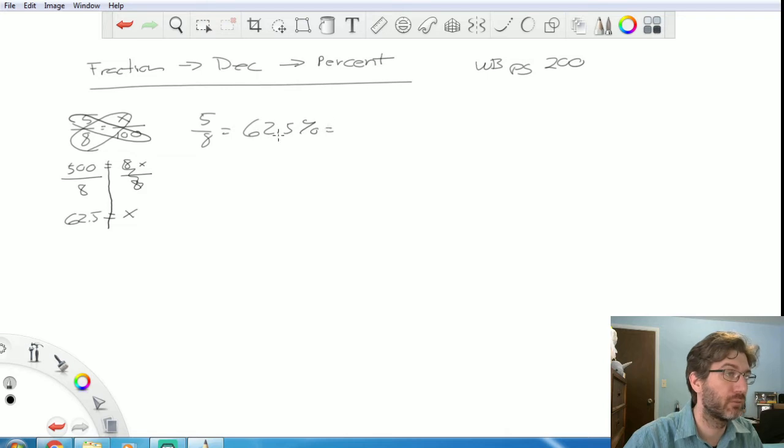So, once, twice becomes 0.625 as a decimal. Just being able to convert between the three forms is going to be necessary in order to order things and in order to do some calculations further down the road.